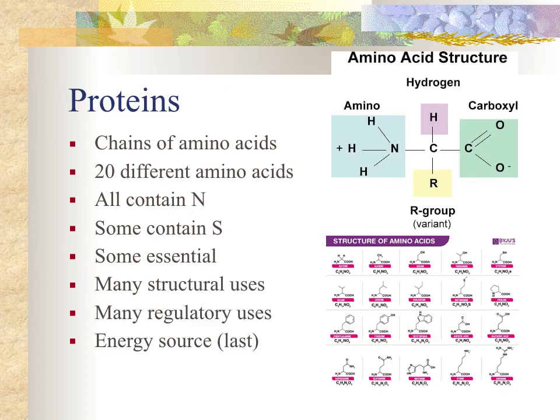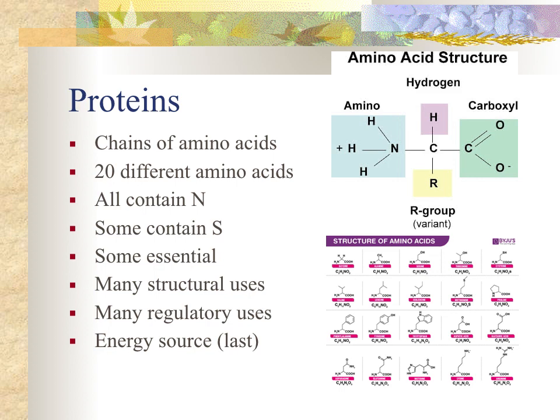Okay, likewise, we can use proteins as a source of energy. These are just chains of amino acids. And amino acids share a lot of similarities. They all have a central carbon attached to a nitrogen or amino group and attached to an acid or carboxyl group. And then they vary in this R group that you see here in yellow. And so there are 20 different types with 20 different R groups. All amino acids contain nitrogen, some contain sulfur.